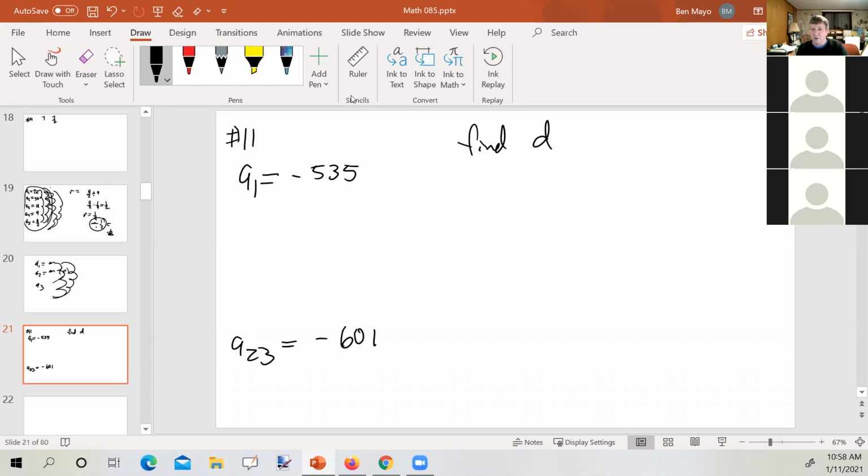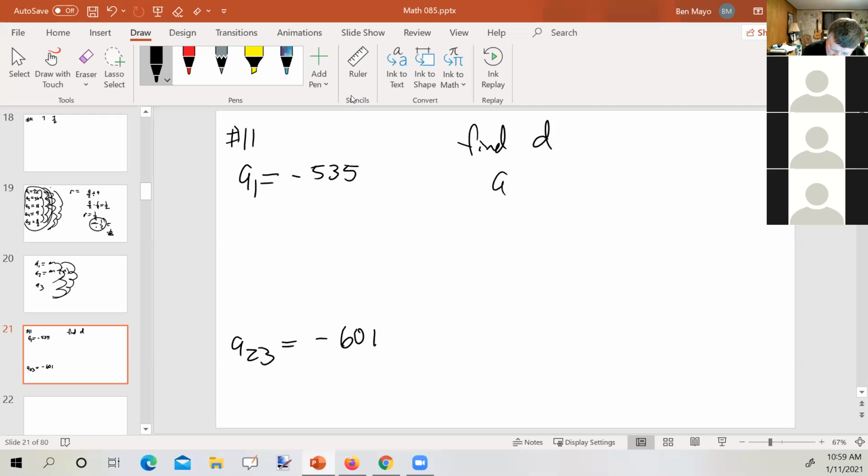All right, let me make sure I've got the information correct. We're to find the common difference, which is D, if the first term is negative 535 and the 23rd term is negative 601, right? That's right. Okay, we're talking arithmetic sequence.